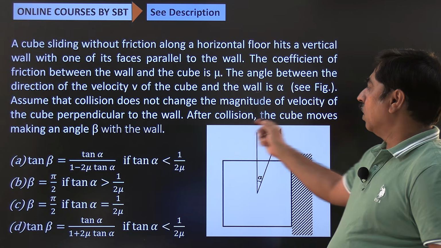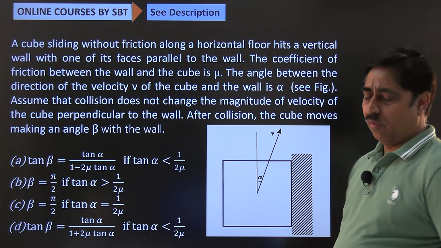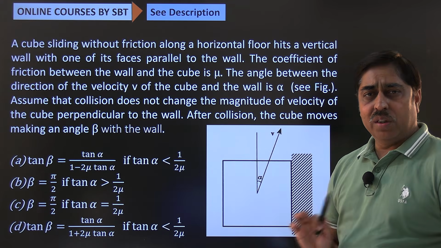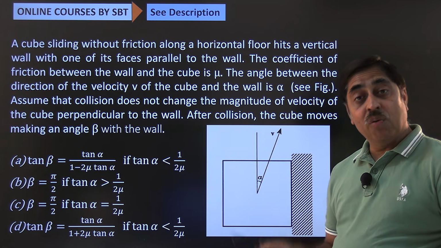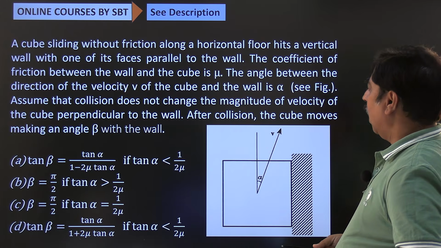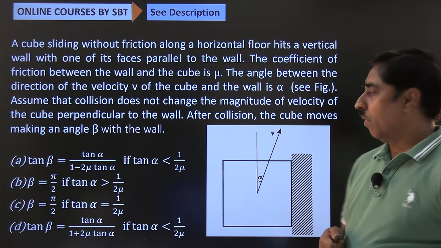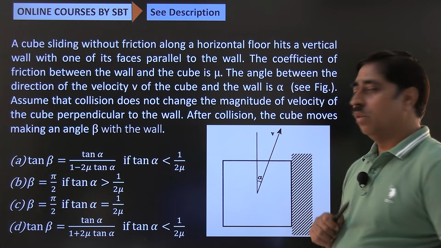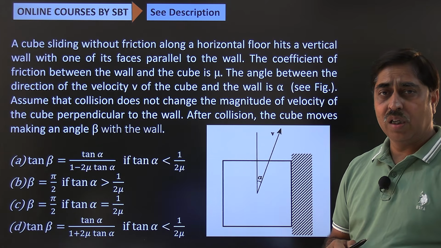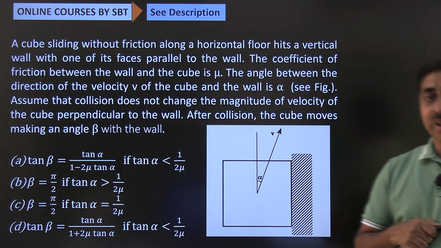Assume that the collision does not change the magnitude of velocity of the cube perpendicular to the wall. After collision, the cube moves making an angle beta with the wall. Which of the following options regarding beta are correct? That is what you have to decode.